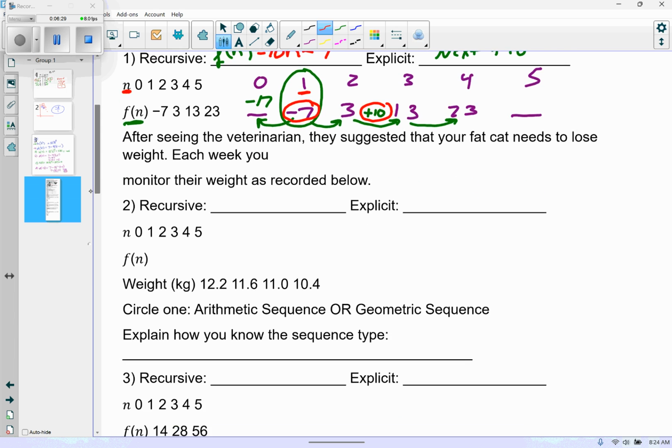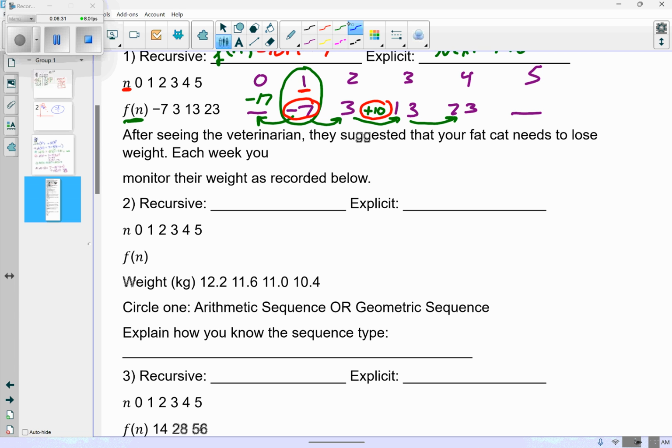Go ahead and take a look at number 2 while I am changing it a little bit. Looks like I have to modify. So we have n. See if you can be figuring out some of these problems.